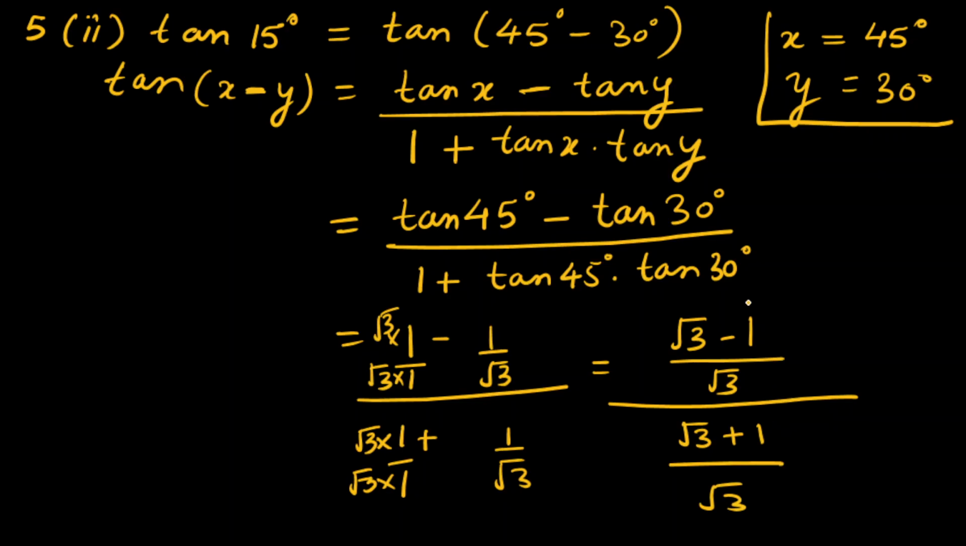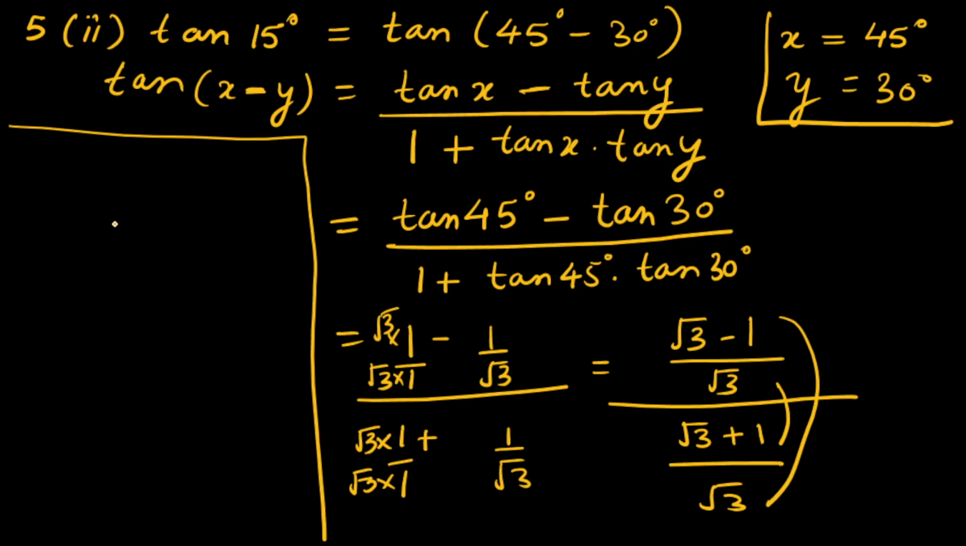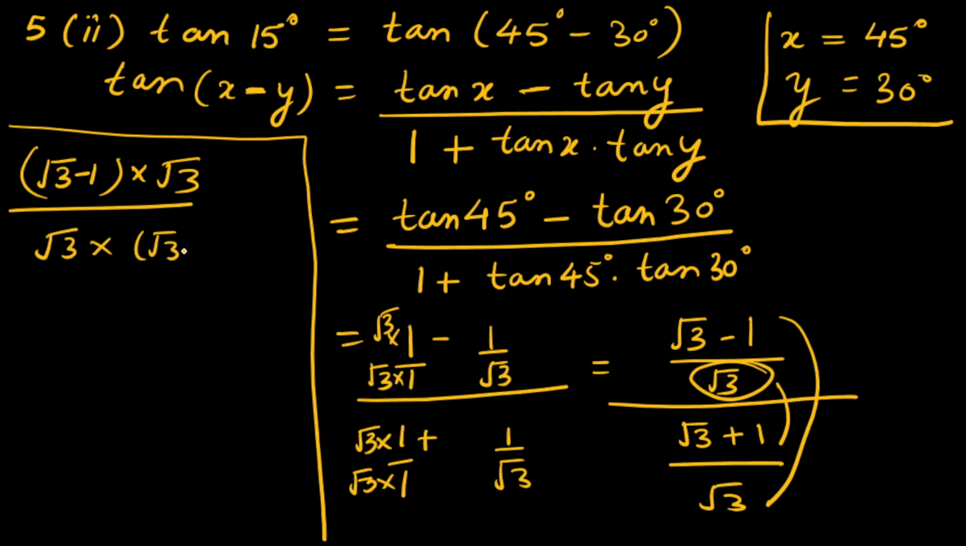Whenever two fractions are getting divided, see, this is one fraction and this is another fraction. Whenever two fractions are getting divided, the outer ones will get multiplied and the inner ones will get multiplied. These basic things you already know; we have done them in lower grades as well. So root 3 minus 1 will get multiplied by root 3 as the outer ones, and root 3 will get multiplied by root 3 plus 1. Root 3 and root 3 will get cancelled. So now I am left with root 3 minus 1 by root 3 plus 1.